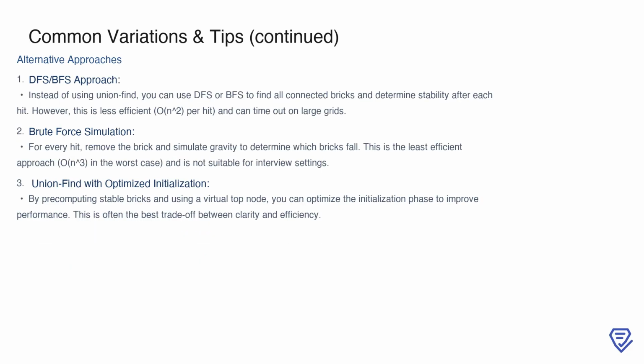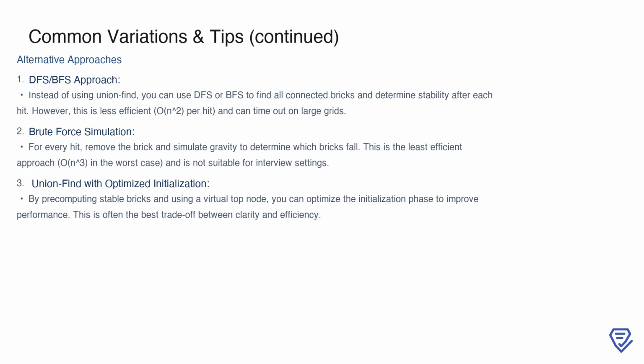There are some alternative approaches worth discussing. One option is to use DFS or BFS to find all connected bricks and their stability after each hit. While this method works, it's less efficient, with a time complexity of O(n²) per hit, which can lead to timeouts on larger grids. Another method is brute force simulation, where you remove a brick for each hit and simulate gravity to determine which bricks fall.